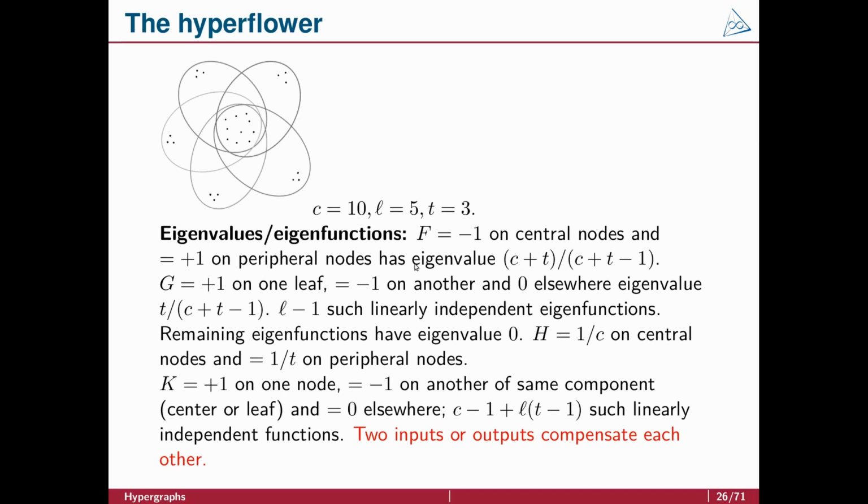We look at one component, be it a center or a leaf. We just pick out 2 vertices. We put the function equal to +1 on one of these nodes and equal to -1 on the other nodes. And again, that gives us an eigenvalue 0. And so that just means that 2 inputs or 2 outputs compensate each other.